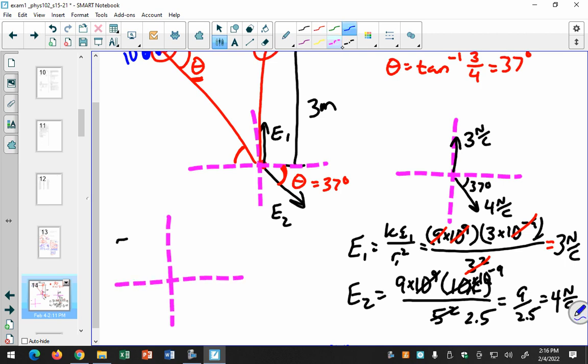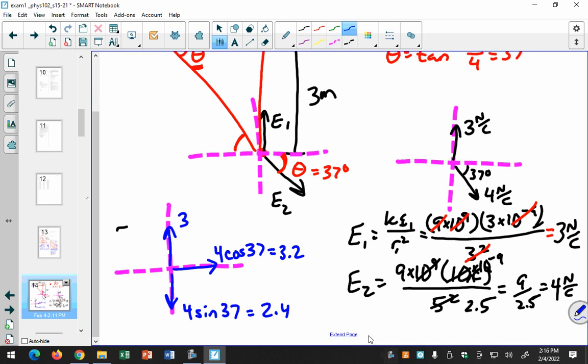This vector is 3. And then I have 2 components. I have 4 cosine of 37 and 4 sine of 37. That's 3.2. It's 2.4. Okay, so those are my x and y components.